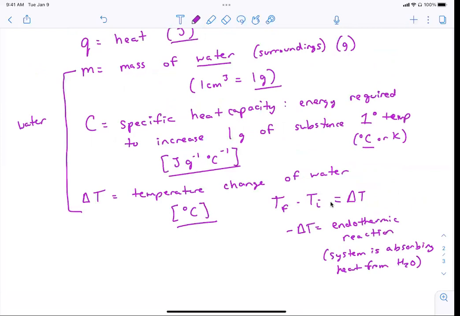Because the IB is going to test your unit application. They might give you the mass in, again, centimeters cubed instead of grams. They might give you temperatures in Kelvin, or they might ask you for the heat in kilojoules instead of joules. And if you don't realize that you're calculating all in joules, then you will get the wrong number by a factor of 1,000. And that's wrong. There's no partial credit for getting it in joules when they ask you for kilojoules. It's all or nothing.